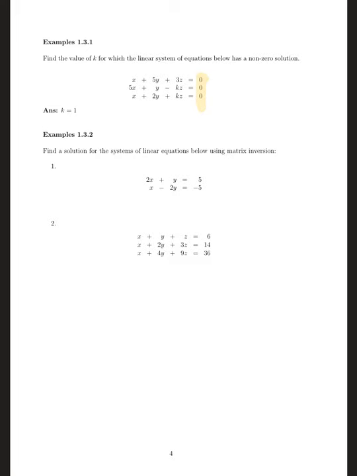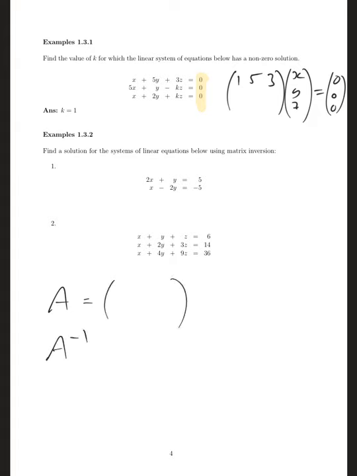So I'll give you a quick hint for how to put that into matrix form. It's going to look like some 3 by 3 matrix times x, y, z is equal to 0, 0, 0. So the first row here would be 1, 5, 3. I'll leave you to fill out that matrix yourself and have a go at that question. And the same with the other two. So just remember, you need to write your matrix, find the inverse if it exists, and then A inverse times B is equal to X. So have a go at those examples.